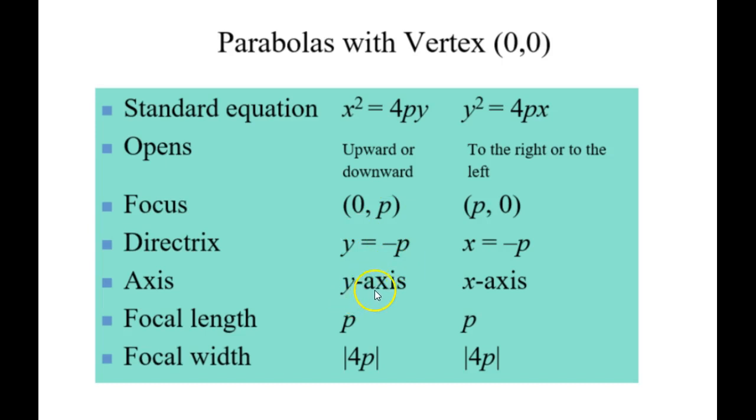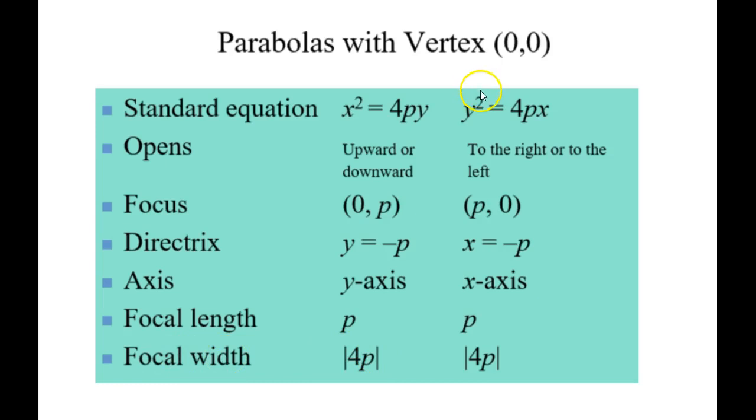The axis is going to be the y-axis. The focal length is going to be p, so that's the distance from the vertex to the focus or from the vertex to the directrix. And then the focal width, that is the absolute value of 4 times p. We do not refer to that often. So if you're going to ignore something, ignore the focal width.